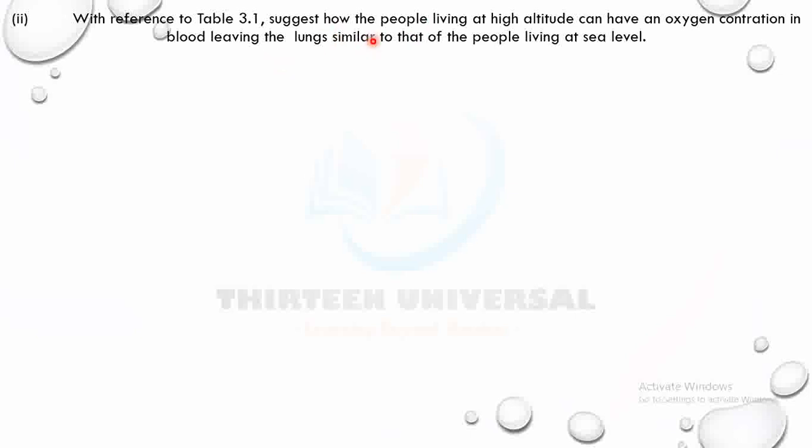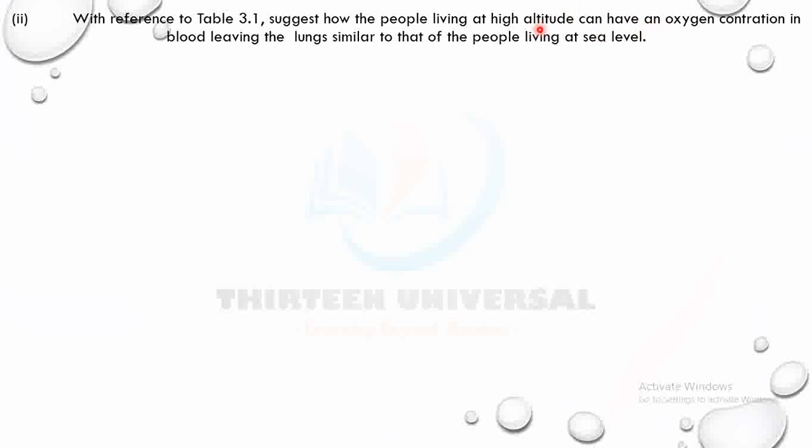in blood leaving the lungs, similar to that of people living at sea level. All right. So, pause the video. How can people living at high altitude still have the same oxygen concentration? Initially, the oxygen concentration is less, and that's what leads to mountain sickness, dizziness, disorientation. But with time, they adapt, they acclimatize to that higher altitude. Why are they able to have the same oxygen concentration?